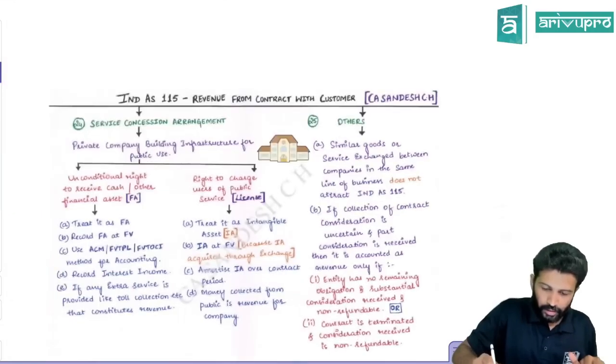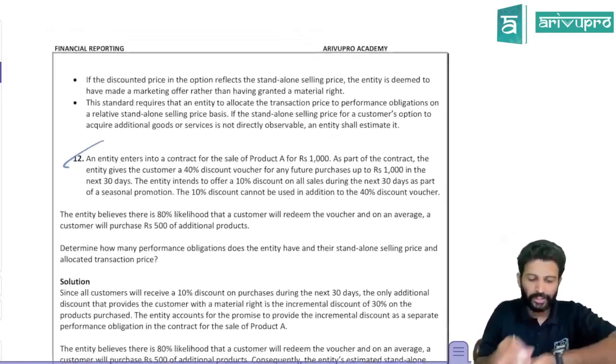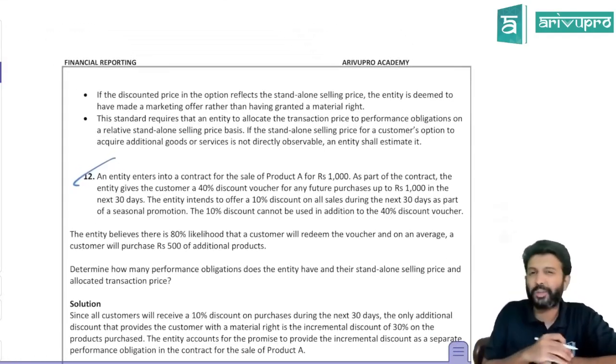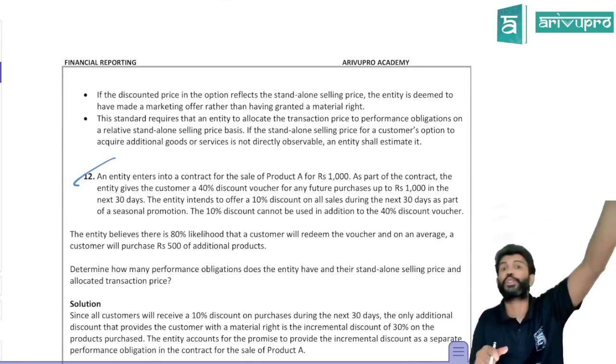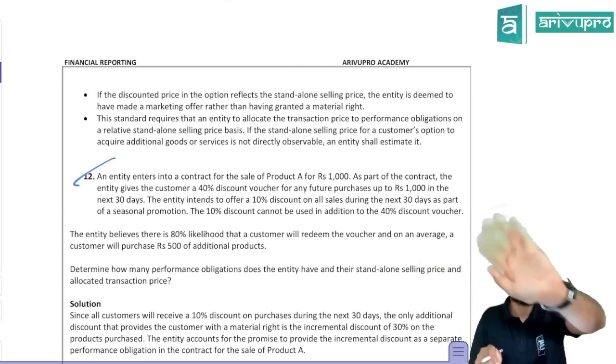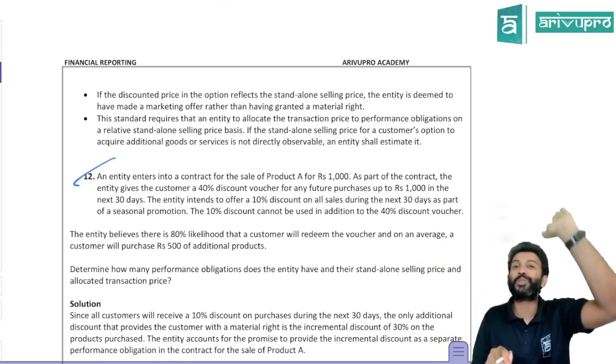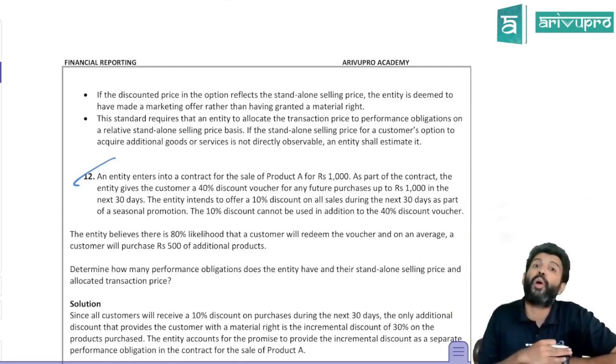Okay, let's go over question number 12. What is this question? This is about the discount voucher problem. Normally, when you go shopping, they'll give you a discount coupon. Coupon 500 rupees, coupon 1000 and all. So if you receive a coupon, how to do the accounting?